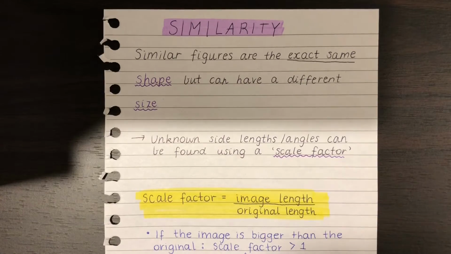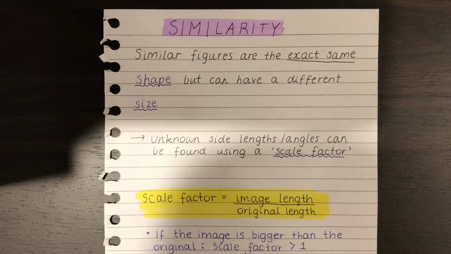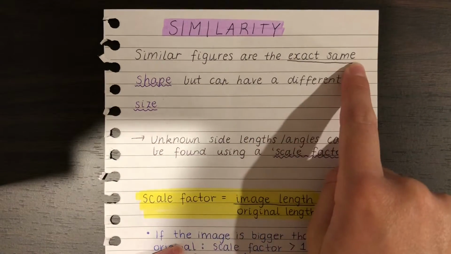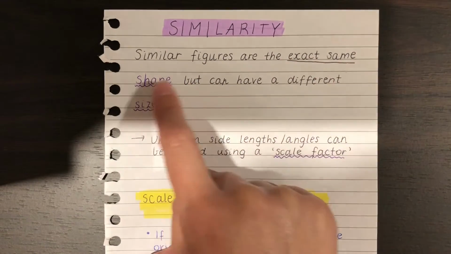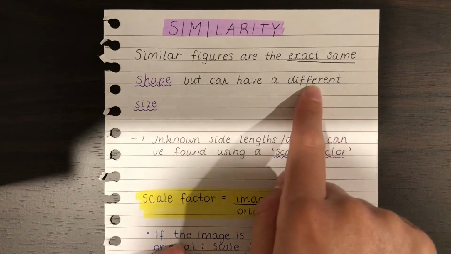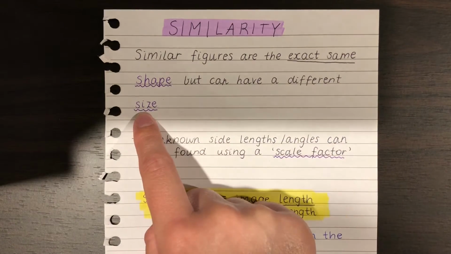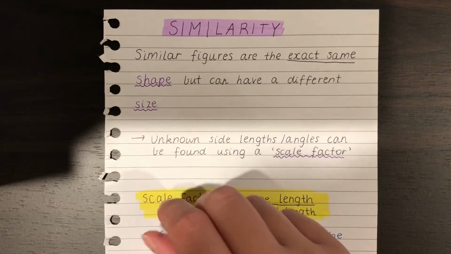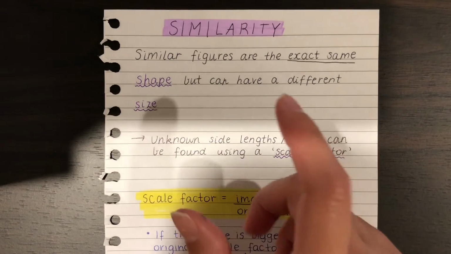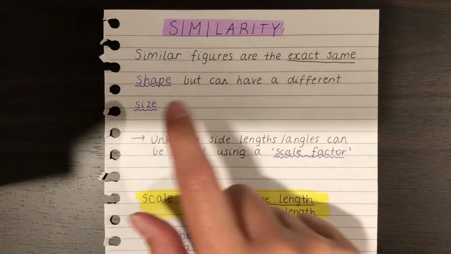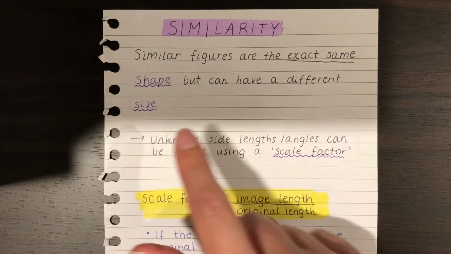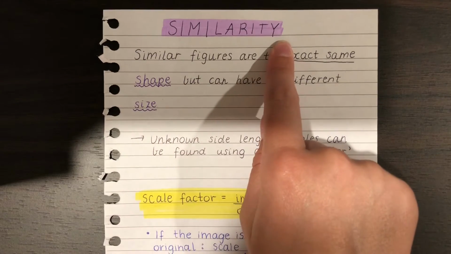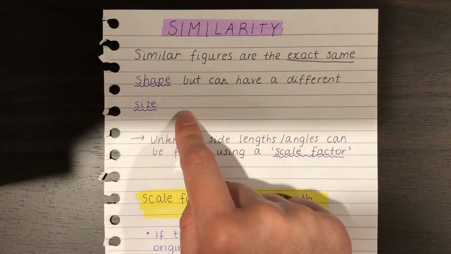Today we will be going through what similarity is. Similar figures are the exact same shape but can have a different size. As long as we have two figures that are the exact same shape, for example, rectangle, rectangle, triangle, triangle, trapezium, trapezium, then that satisfies similarity, but they can be different sizes.